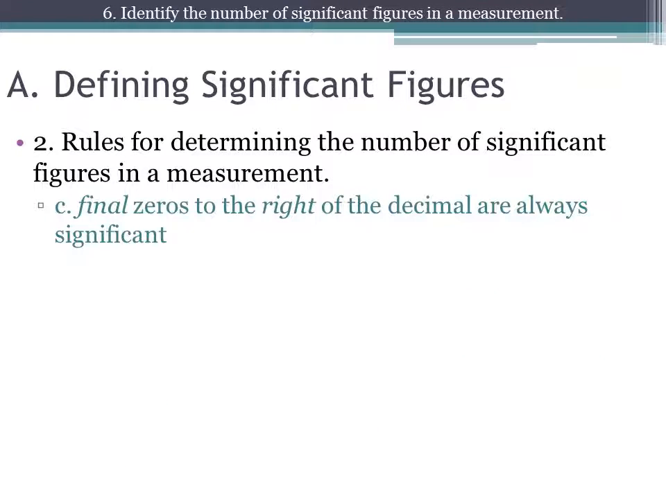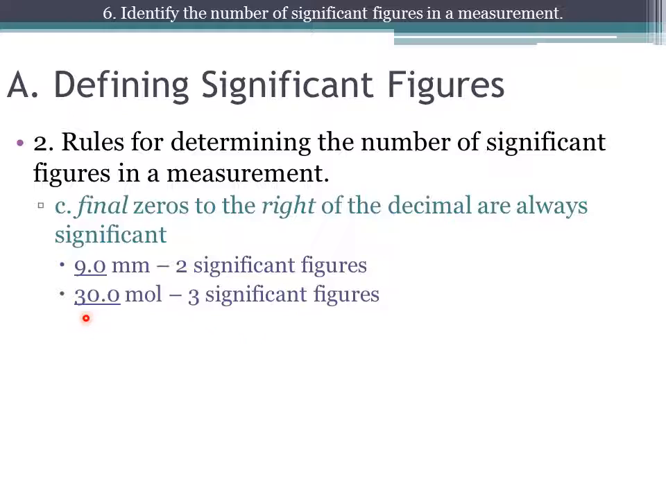Next rule: final zeros to the right of the decimal are always significant. So here's what we mean by final zeros. Final zeros would be any zero appearing to the right of the number. And if it's after the decimal point, as you see here, 9.0 millimeters, it is significant. So there are two significant figures there.